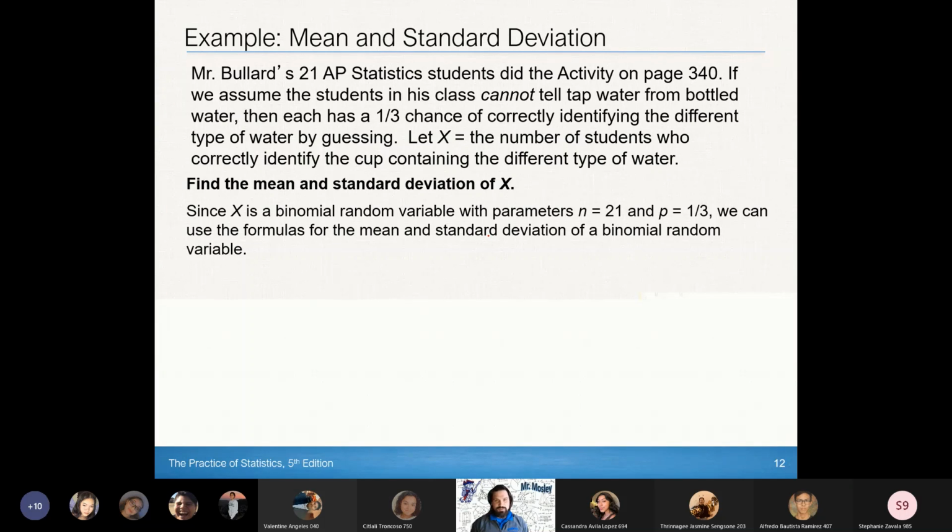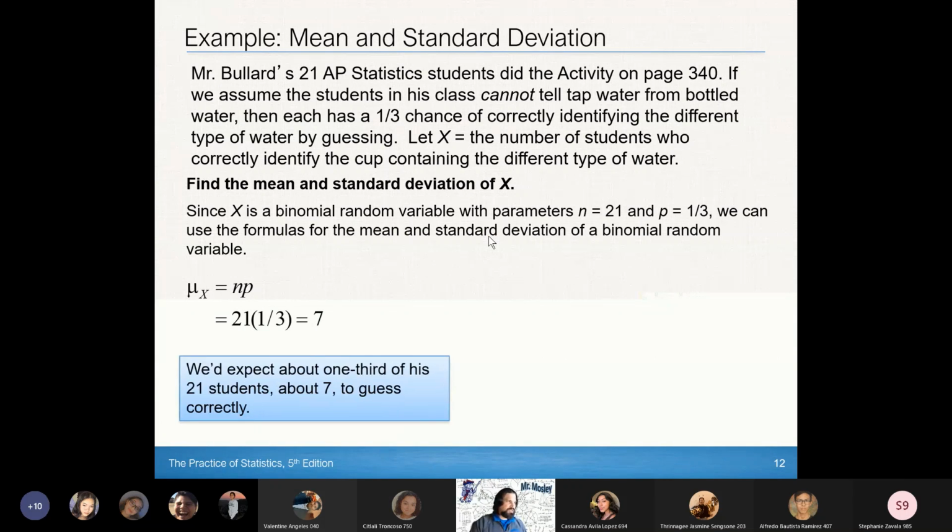Since X is a binomial random variable with parameters N equals 21, so there's 21 trials, 21 students, each student is a trial, and P equals 1 out of 3, we can use the formulas for the mean and standard deviation of a binomial random variable. So we have a mean of N times P, which is 21, number of trials, times 1/3, probability of success, and we get 7. Which means in context, we'd expect about 1/3 of the 21 students, about 7, to guess correctly. Right? Just based on the probability.